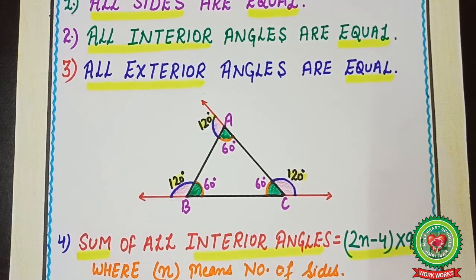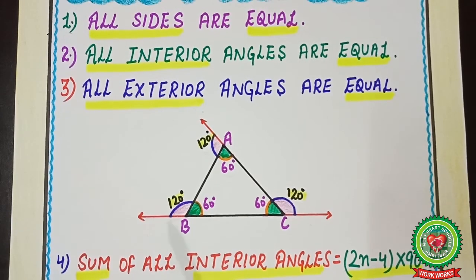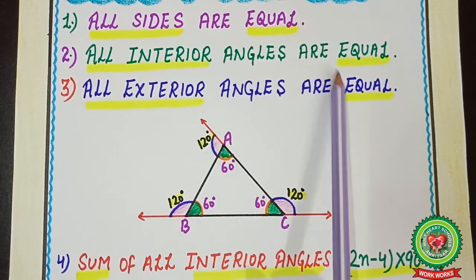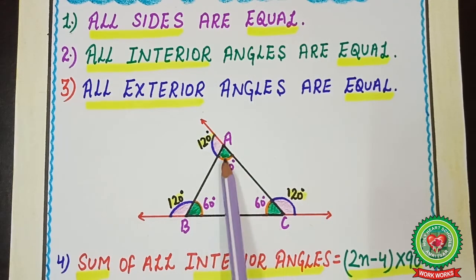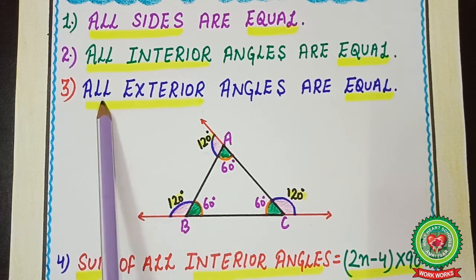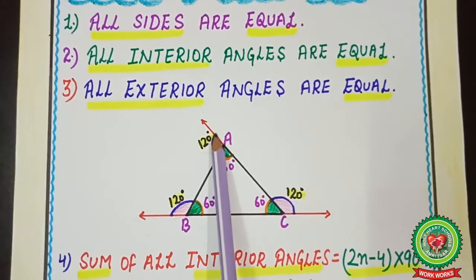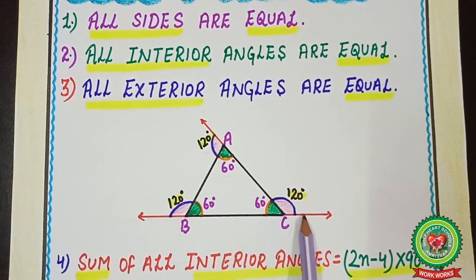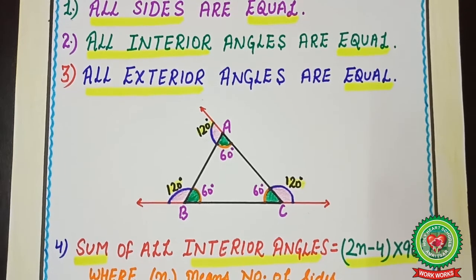So here you can see that all the properties are satisfied. So first one is all sides are equal. If I'm taking the example of an equilateral triangle, all sides are equal. Second one is all interior angles are equal. So you can see that all interior angles are equal. Next one is all exterior angles are equal. So here you can see that all exterior angles, that is 120, 120 and 120, are equal, right?